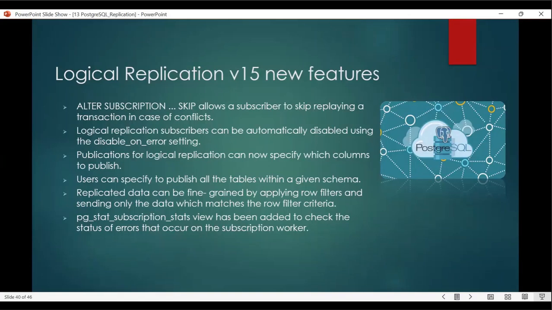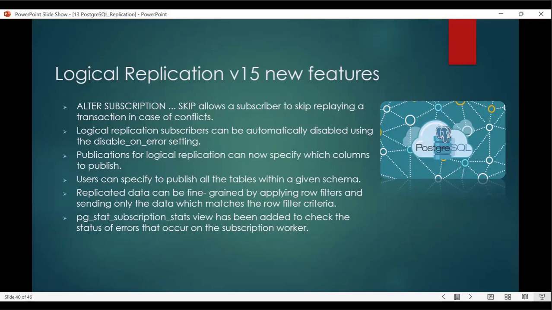Similarly, this option has been introduced in version 15. You have something called ALTER SUBSCRIPTION SKIP, where you can skip that particular transaction as a part of replication, with the help of the disable_on_error setting. So when you create the subscription, you have to create it with disable_on_error. If you do this, you can skip that particular transaction if you have any conflicts. We will see this practically so that you will understand better.